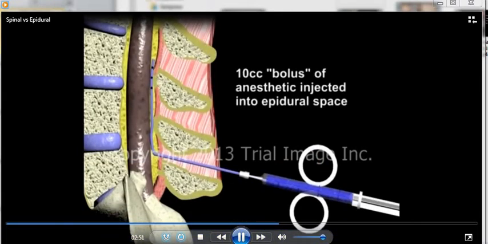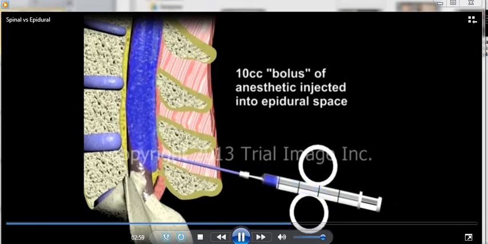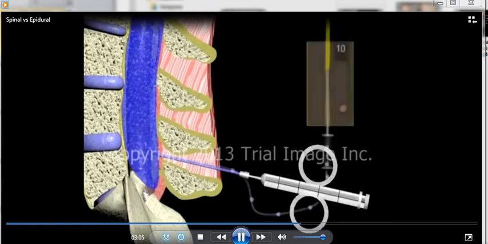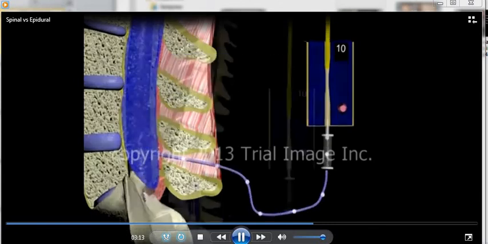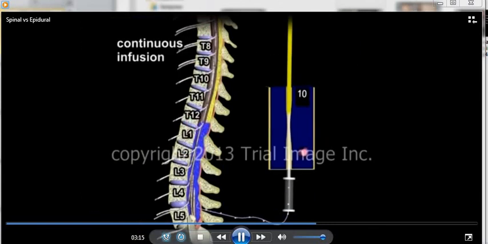Once proper placement of the catheter has been ascertained, a bolus dose, consisting typically of about 10 cc's of anesthetic, is injected through the catheter to initiate the anesthesia. A continuous infusion of anesthetic is then initiated. The rate of the infusion may be adjusted according to the patient's response and the level of anesthesia desired.